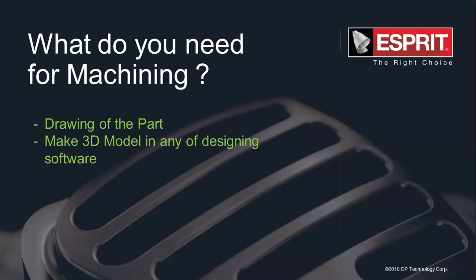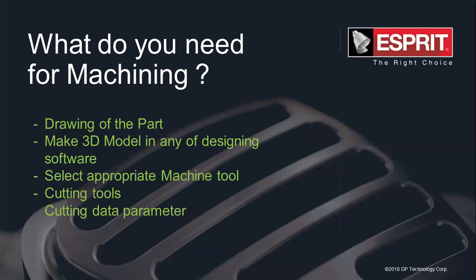Drawing the part, making 3D models, select appropriate machine tools, cutting tools, cutting data parameters, raw materials, and sequence. So we'll just check it out step by step. What basically we required for machining. First of all, for machining के लिए हमें क्या चाहिए?